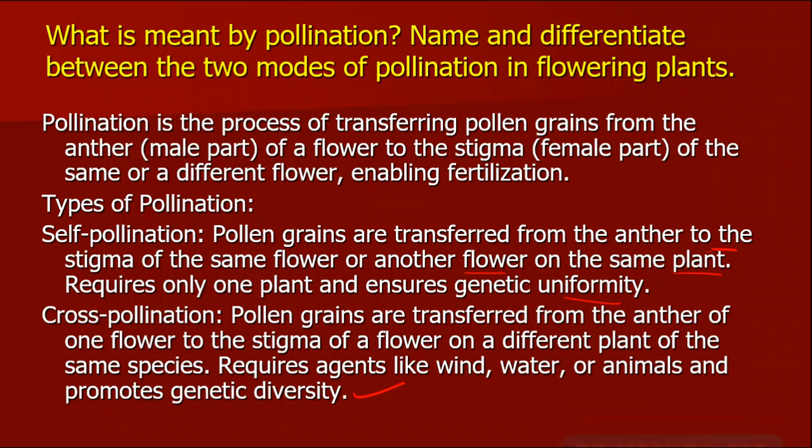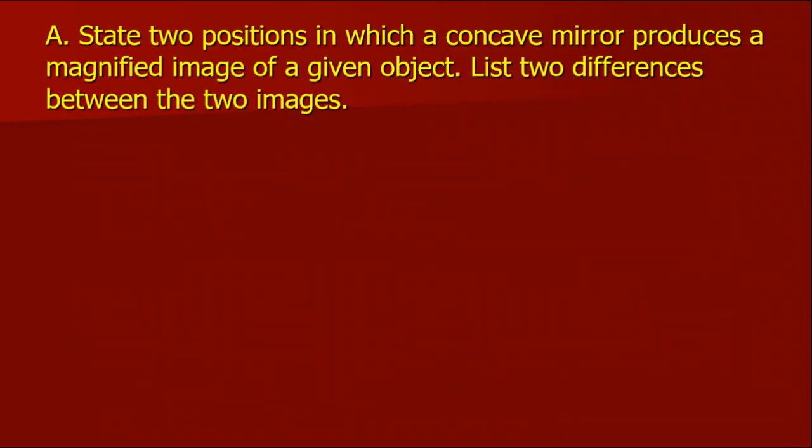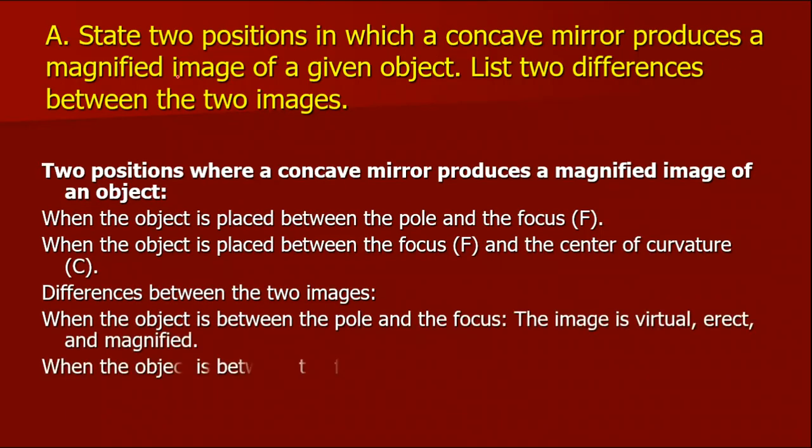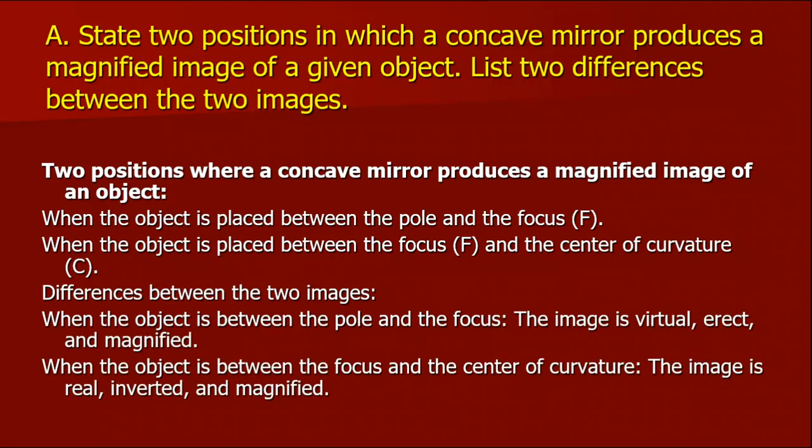You can see: state two positions in which a concave mirror produces a magnified image of a given object. List two differences between the two images. Two positions where a concave mirror produces a magnified image of an object. Here are A section and B section, B for or. Two questions in this question, and we will do any one, right?